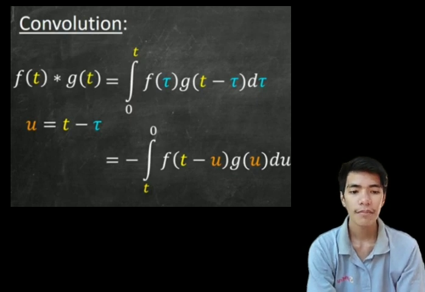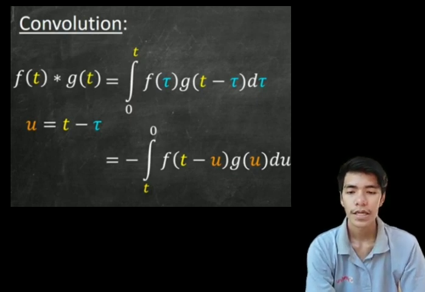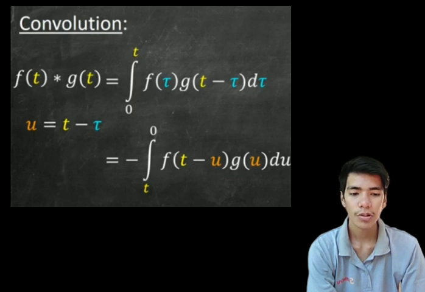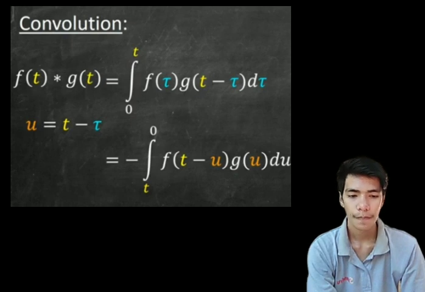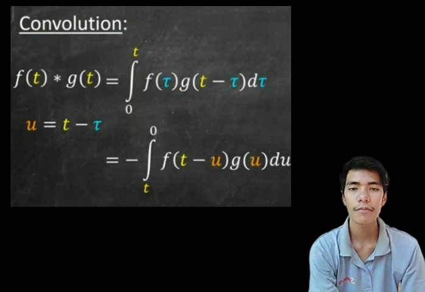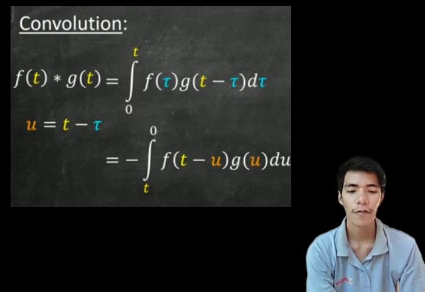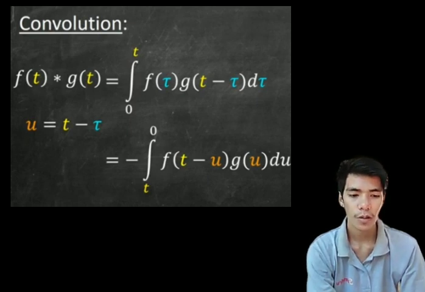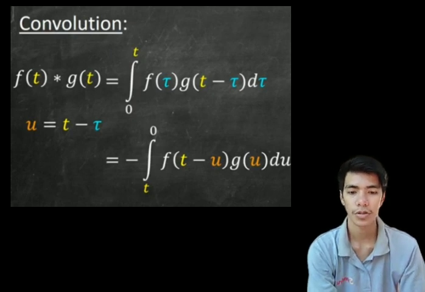The d tau turns into a negative du. That's why there's this negative sign at the front. And finally, the limits of integration change. If you plug in tau equal to 0, you get u equal to t, and if you plug in tau equal to t, you get u equal to 0. So that's why these limits of integration, going from t on the bottom to 0 on the top, are interchanged. Okay, so what can I do?